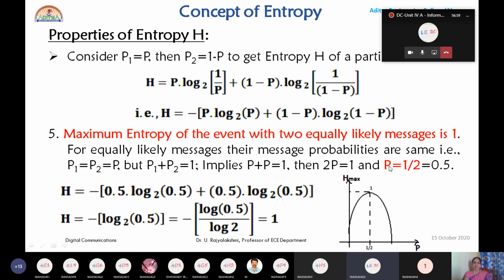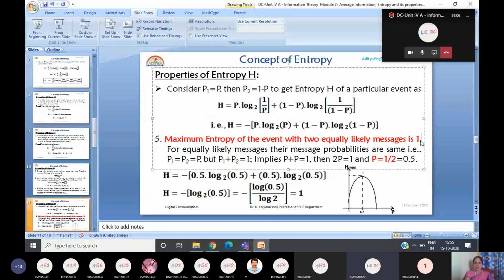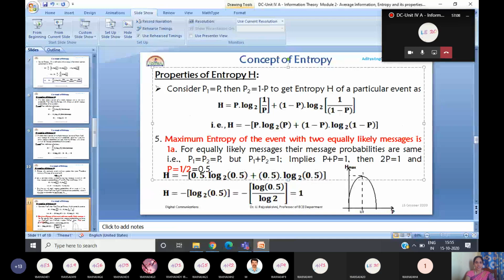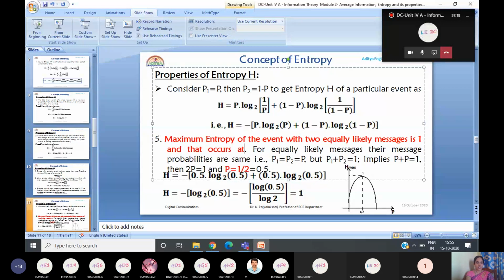And that occurs at? See, maximum entropy of the event with two equally likely messages is 1. And that occurs at capital P equal to 1 by 2. Okay.